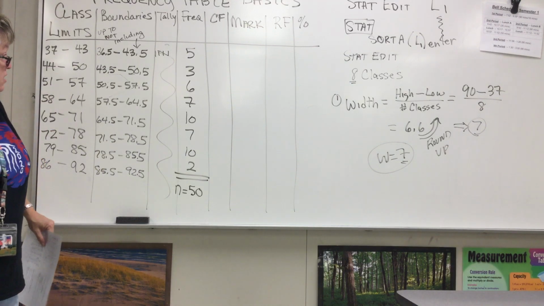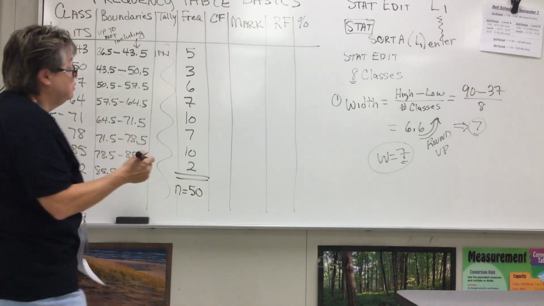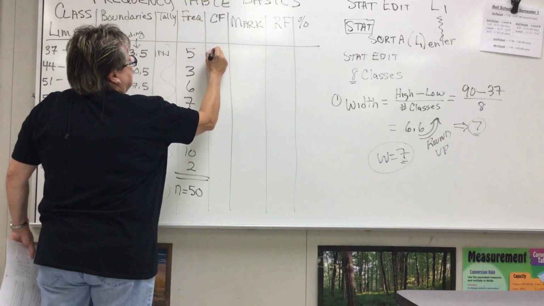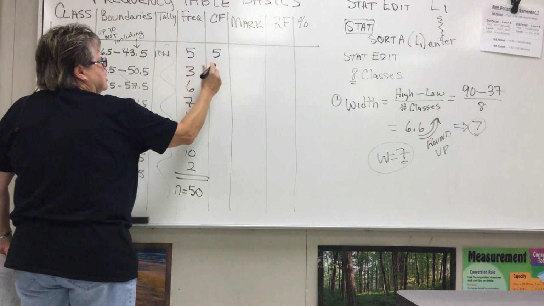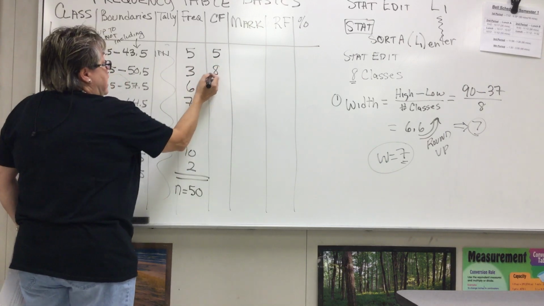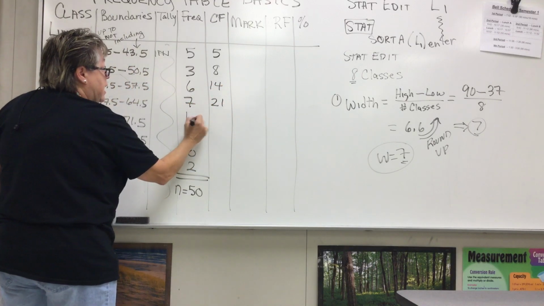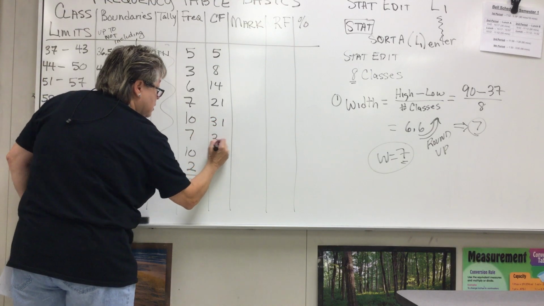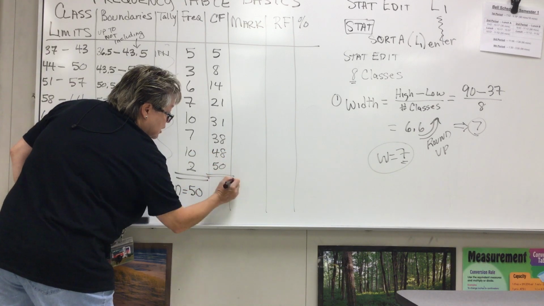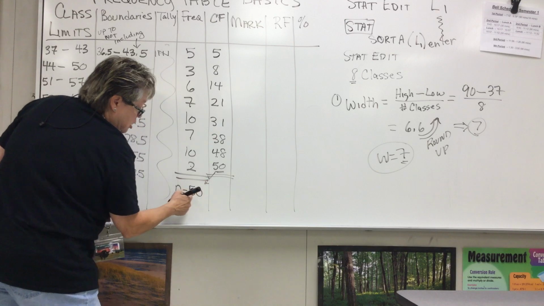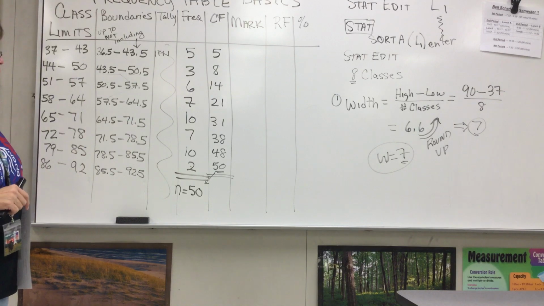All right, continuing. CF is cumulative frequency. Cumulative frequency is like a running total in a ball game or something. So at the end of this first class, I have 5 data points. In the next class, I have 3 more. So 5 plus 3 gives you 8 total data points. Add 6 for the next one, we have 14. Add 7, 21. Add 10, 31, add 7, 38, add 10 more, 48, add 2, and we have 50. This last value should always match your n, because then you've accumulated all the data points, okay?